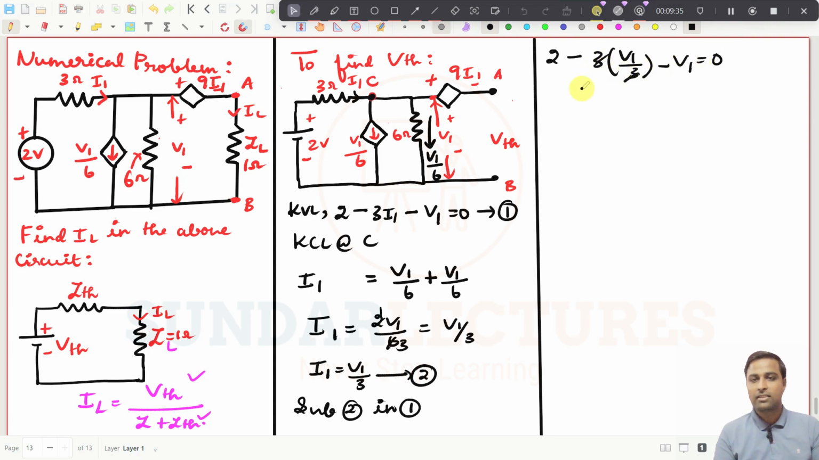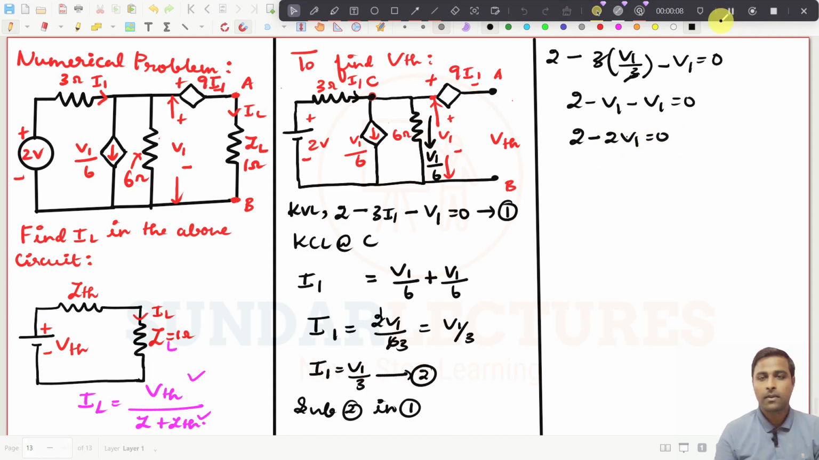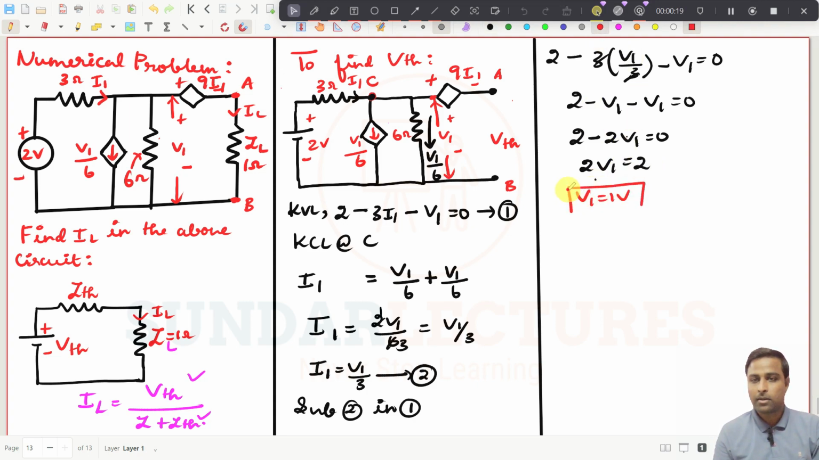And this 3 can be cancelled out. So 2 minus V1, that should be equal to 0. And this will now be 2 minus 2V1, that is equal to 0. So what will you get? You will get 2V1 equal to 2. So V1 will be equal to 1 volt. So V1 will be 1 volt.